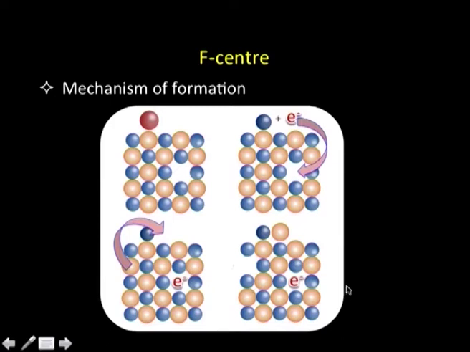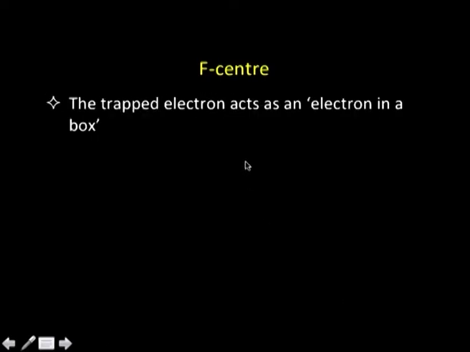And how does it give color? Let us see that. The electron which has been trapped into an anion vacancy acts as an electron in a box. You must have heard about, or learnt about, a quantum mechanical system that is called the particle in a box.